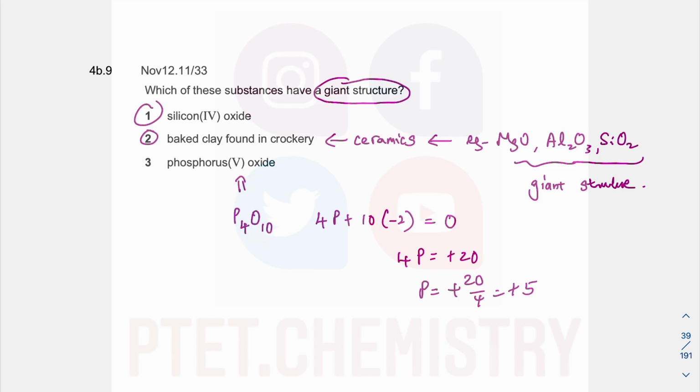Phosphorus(III) oxide is going to be P4O6. Not that it matters, these are simple molecular structures. You will learn more of this, or probably you would have learned this already, in your general periodicity, which is in topic 9.1, because oxides of the third period elements, for which phosphorus is an example, are all part of your case study under inorganic chemistry. So there's just 1 and 2 that have giant structure.